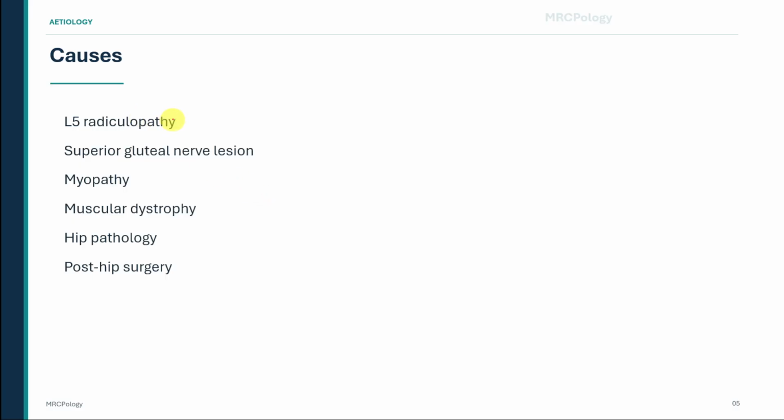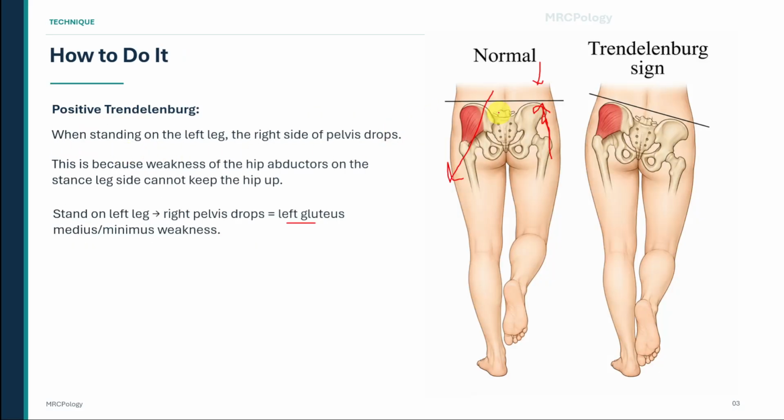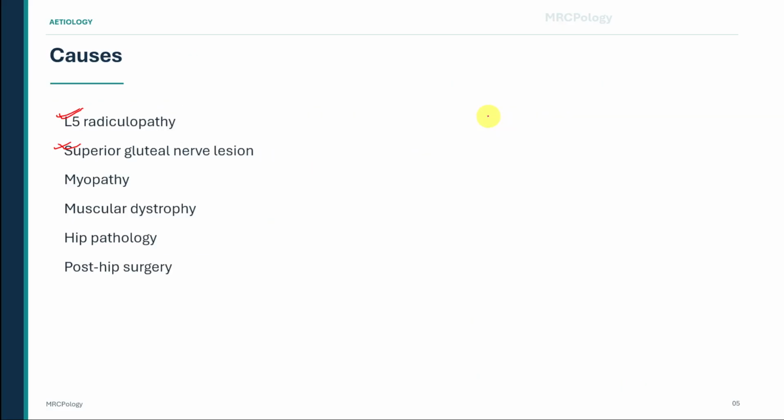L5 radiculopathy may come with back pain, radiating pain, sensory change, and weakness in other L5 muscles. A superior gluteal nerve lesion may cause more isolated abductor weakness, especially after pelvic trauma or surgery. Myopathy and muscular dystrophy usually give proximal weakness, difficulty rising from a chair, and a waddling gait. Hip pathology or previous hip surgery may cause pain, reduced hip movement, or mechanical abductor failure.